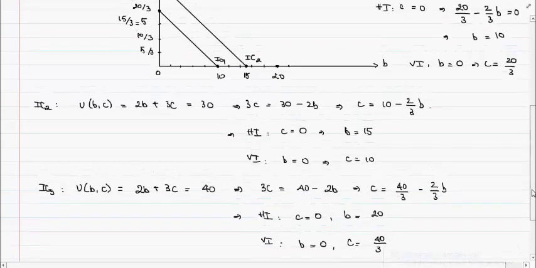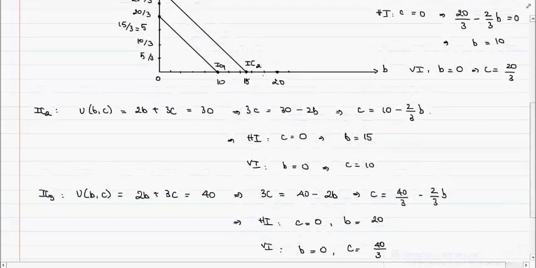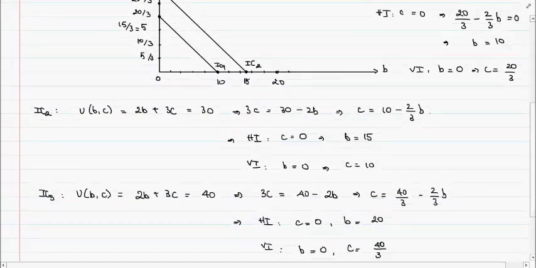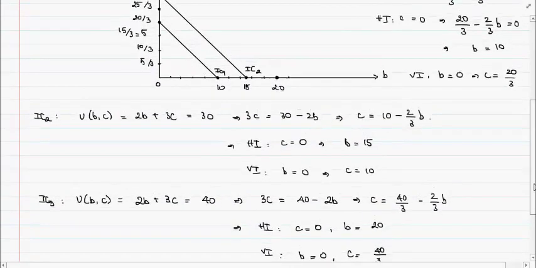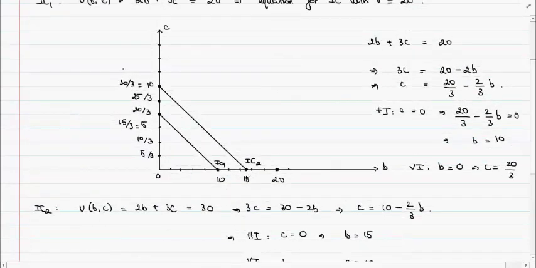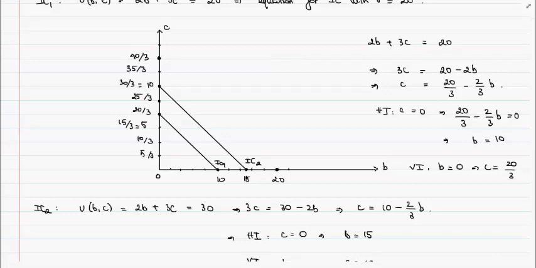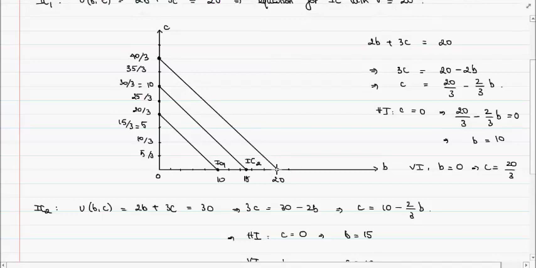Okay, so I just have to plot these 2 points on the diagram. C equal to 0, B equal to 20, which is here. Okay, and B equal to 0, C equal to 40 on 3, so this is 30 on 3, so 35 on 3, so this is 40 on 3, which is here. Okay, so again, if I connect these 2 points together, I'll get an indifferent curve corresponding to utility level of 40. Okay, so this is my indifferent curve 3. Alright, so as you can see, the indifferent curves for perfect substitute case is just basically straight lines.